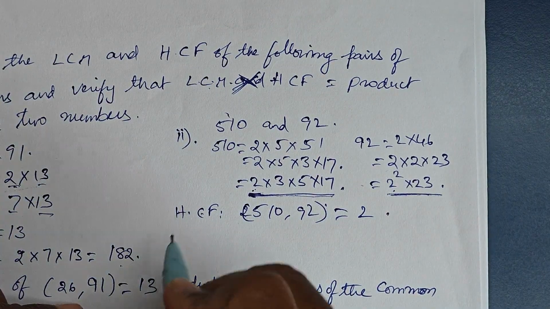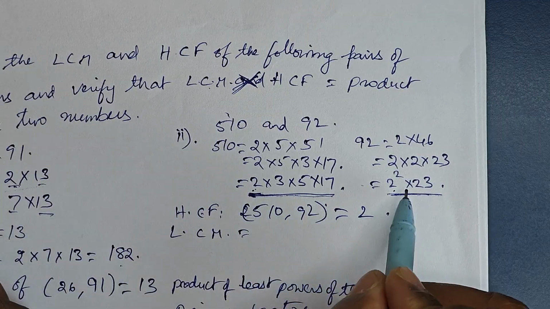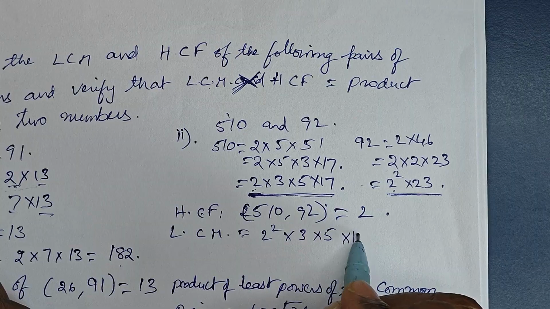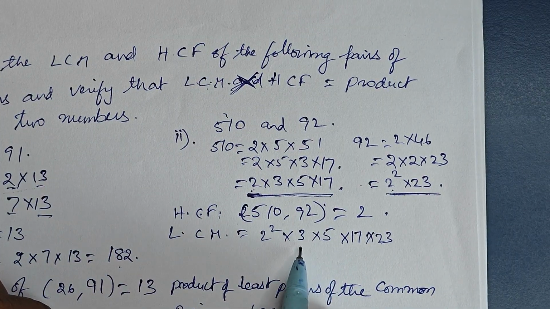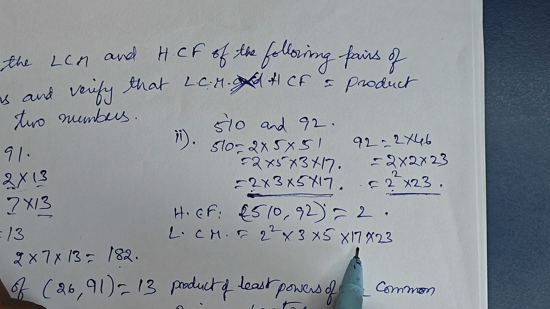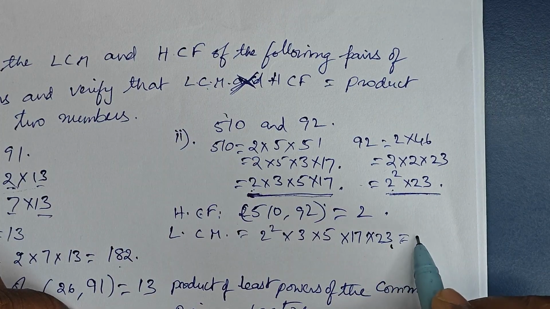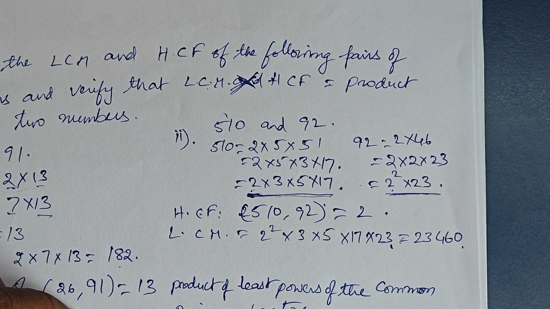for me, only 2. And the LCM is equal to the product of the highest powers of the prime factors. Highest powers: between 2 and 2 square, 2 square, 3 is there, 5 is there, 17 is there, and 23. Okay, if you do the calculation, 4 into 5 is 20, 20 into 3 is 60, 60 into 17 is 1020. 1020 into 23 is equal to 23,460. So this is the LCM.